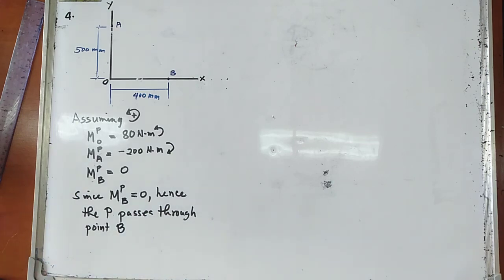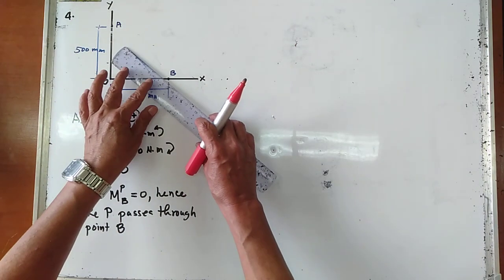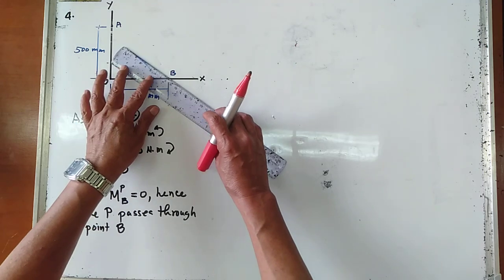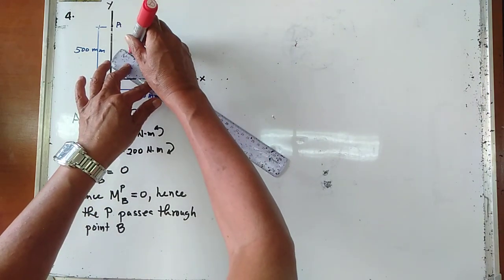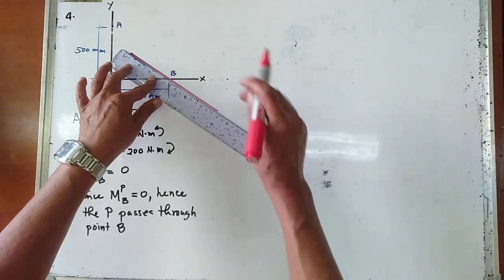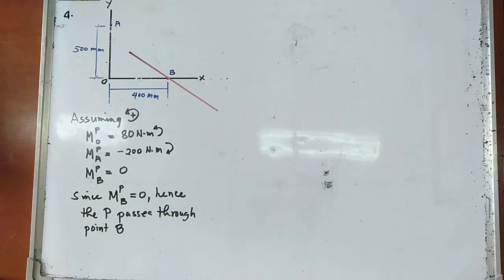Okay, so hence, the force P passes through point B. So, we now have the force P. It passes through point B because the moment is equal to 0. So, we now have the line. This is the line of action of the force P.